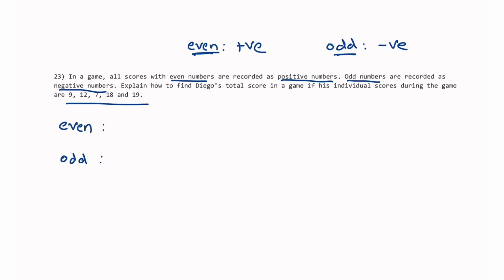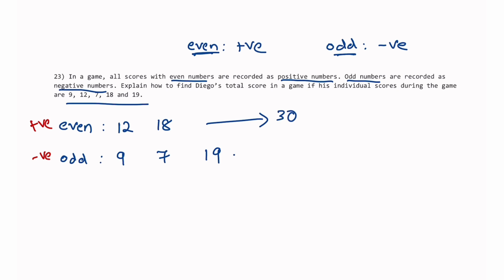So 9 is an odd number, it comes here. 12 is an even number, it comes here. 7 odd, 18 is even, 19 is odd. So we have 2 evens and 3 odd numbers. And you remember, what does it say? Even is positive and odd is supposed to be recorded as negative. So what do we do to solve this? These are positives, right? So we add them. What does it come to? We'll put them together. So that comes to 30.